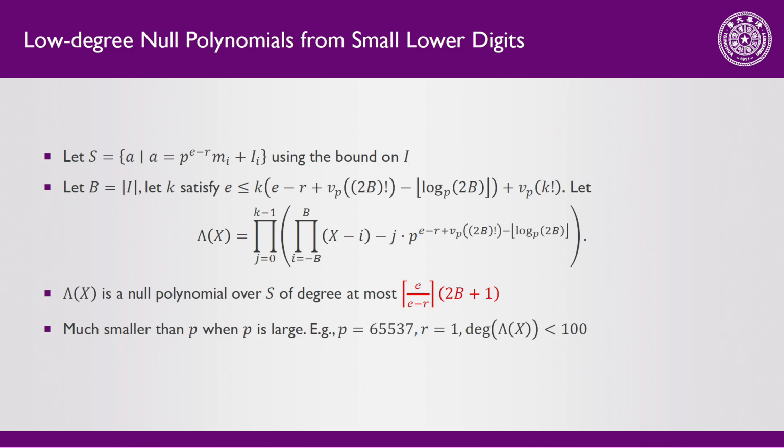And the idea of constructing lambda(x) can be roughly understood as this. We look at the smaller polynomial, the product of (x minus i), with i ranging from minus B to B. Its evaluation value at every point in S is divisible by p^(e-r). So if we compute the product of many copies of this small polynomial, then the resulting polynomial, when evaluated at every point in S, will be divisible by p^e, which just means that it is a null polynomial over S.